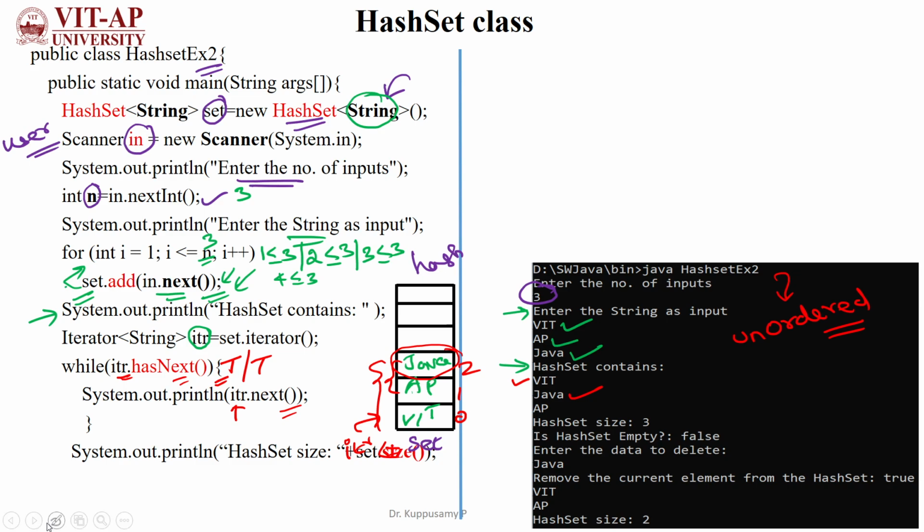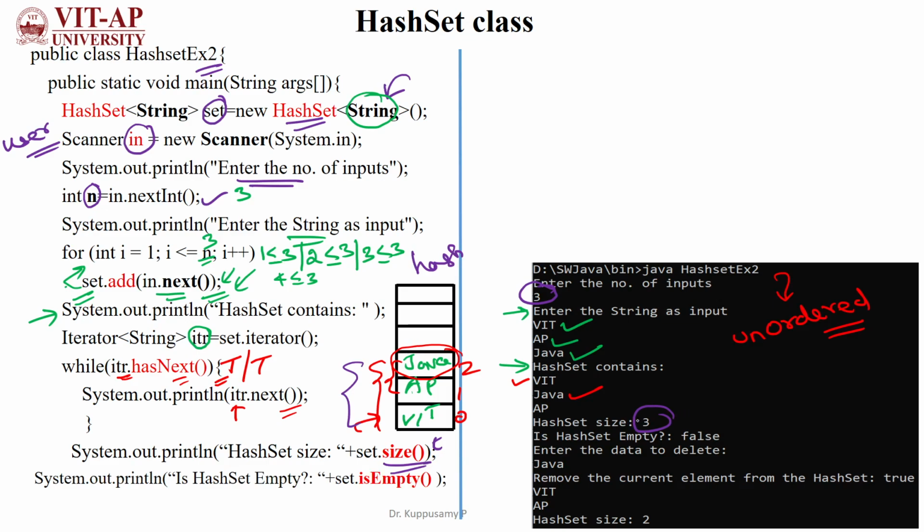Then based upon this, here I am checking the size of the hash set now. The size of the hash set is given by the set dot size method. So here three elements are available. So 3 is the output. Then I am checking whether the hash set is empty or not. As of now, three elements are there, so it is returning false.